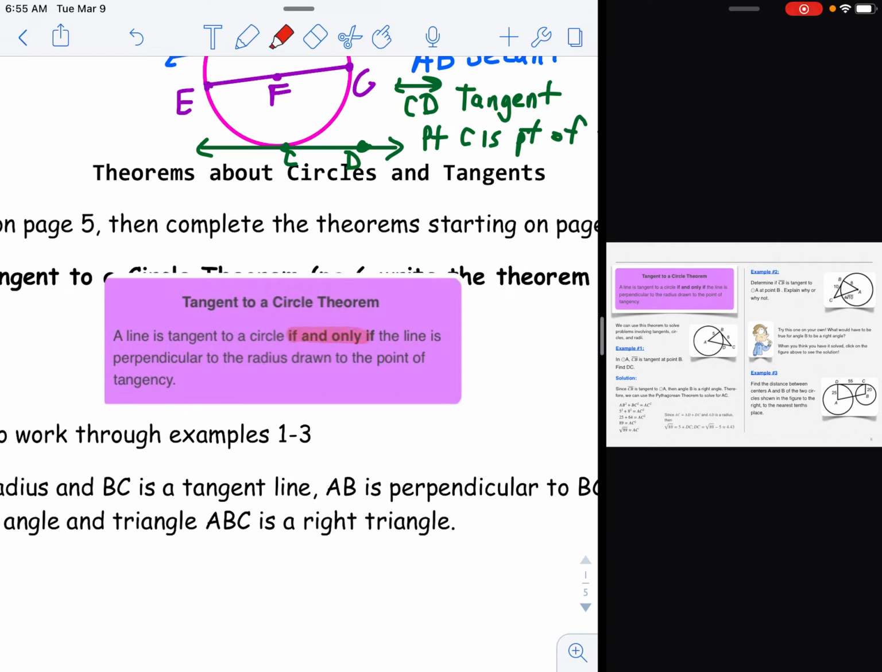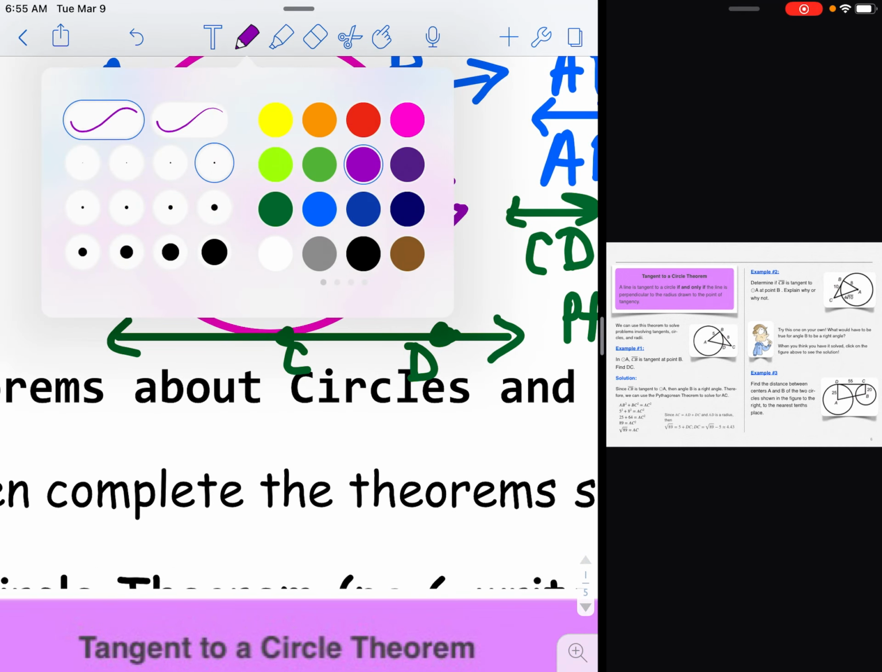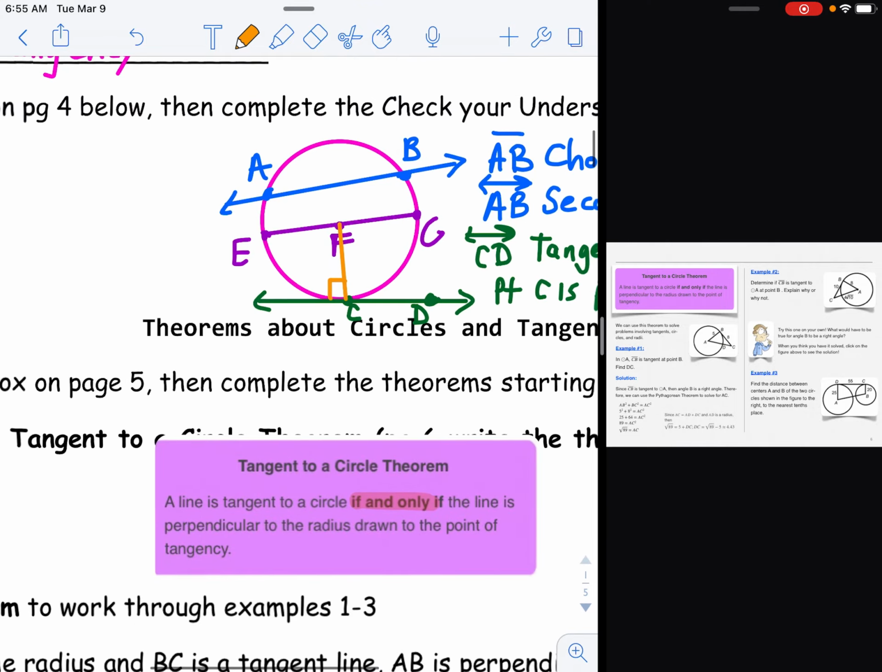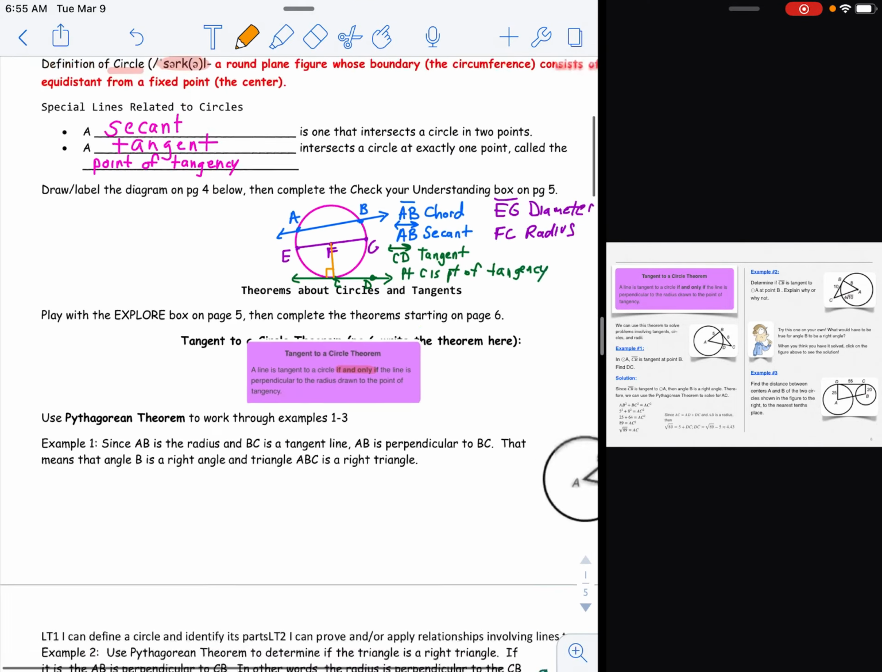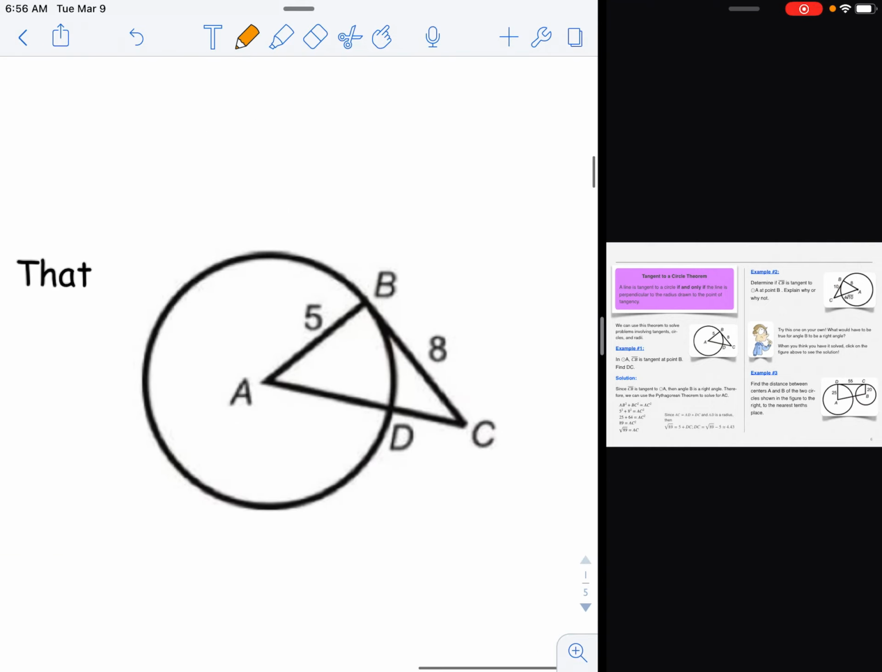So a tangent line is a tangent line if and only if it's perpendicular to the radius at the point of tangency. So looking up here, if I made another radius, I didn't do a great job of drawing this, but that would actually be a right angle. Tangent lines are perpendicular to the radius. And this is going to allow us to utilize the Pythagorean theorem to solve for some things. All right, so example 1.